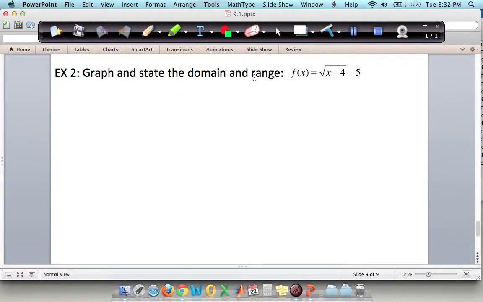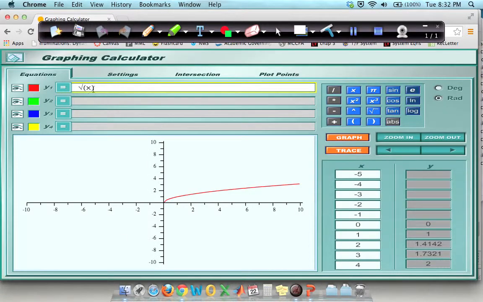Okay, now let's graph f of x equals the square root of x minus 4 minus 5. So I'm going to go back to the calculator, and I'm going to plug in square root of x minus 4. And this is important. This needs to be in parentheses to show this is what's under the radical sign. And then you might need to end your parentheses, or in some of the other calculators you have to use the arrow key to get out of that parentheses. Just depends on your calculator. And then you put the minus 5. This shows the minus 5 is not inside the radical sign.